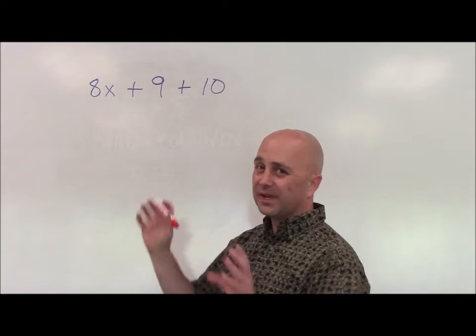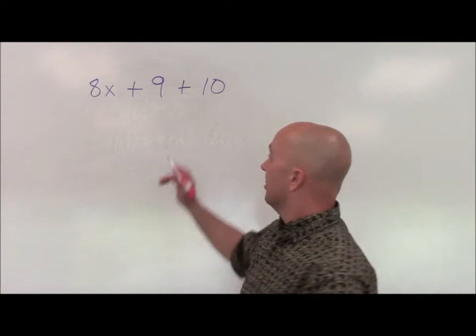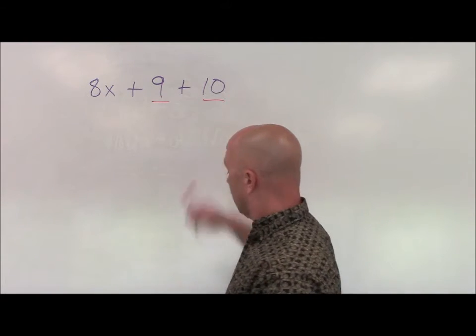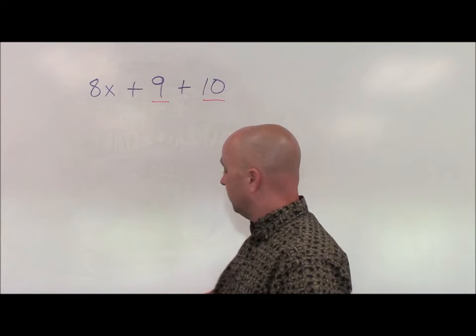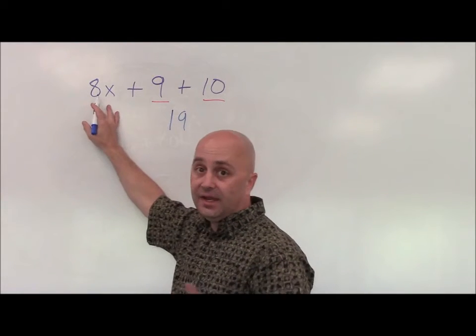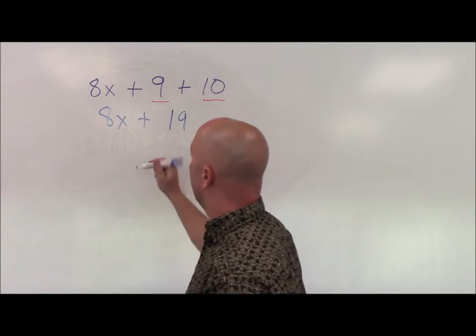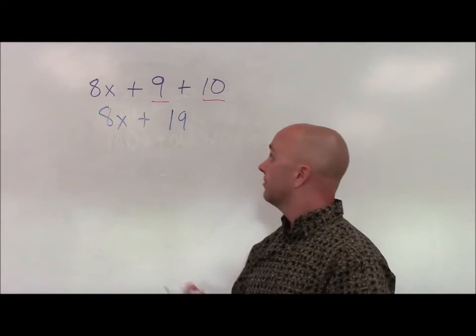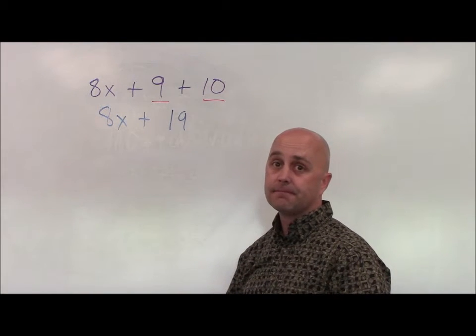As I look at this very simple example, I know that the 8x and the 9 are different, so I can't combine those. One has an x or a variable and the other doesn't. But the 9 and the 10 are the same because they're both just lone numbers. So 9 and 10 can be combined to make 19, and then the 8x just stays 8x because there's nothing to combine it with. So I can simplify this expression from 8x plus 9 plus 10 to 8x plus 19.